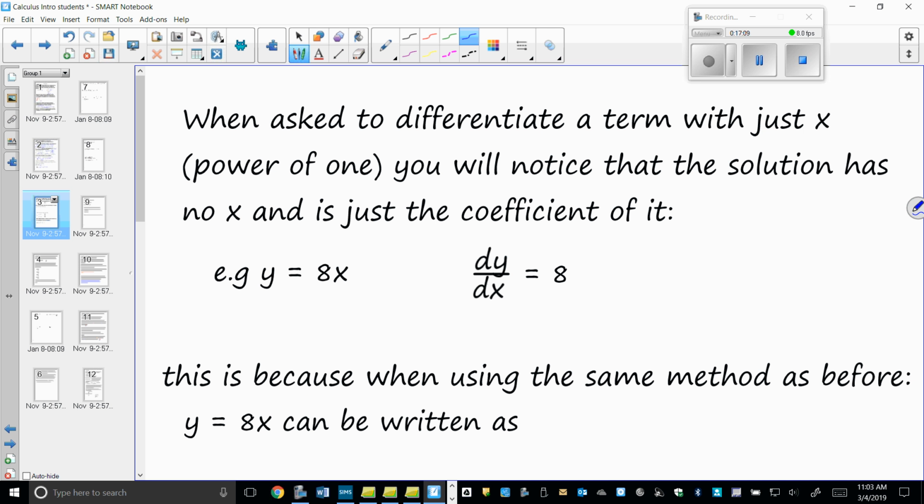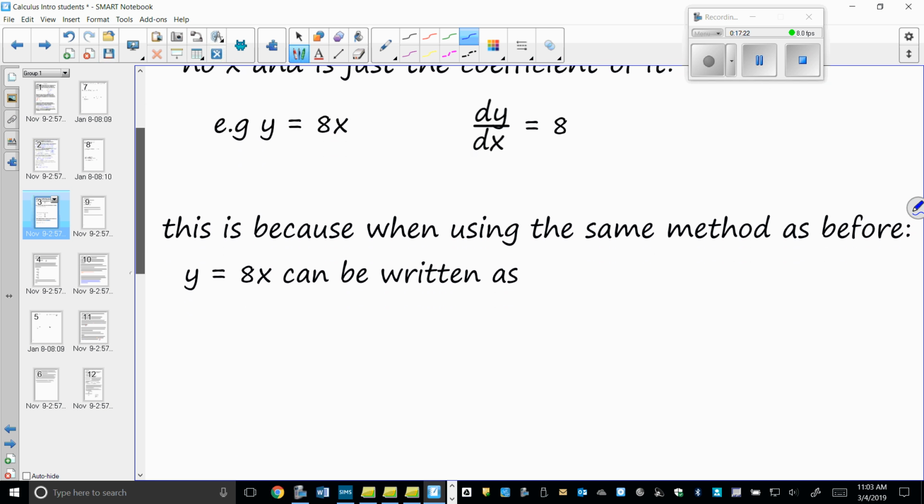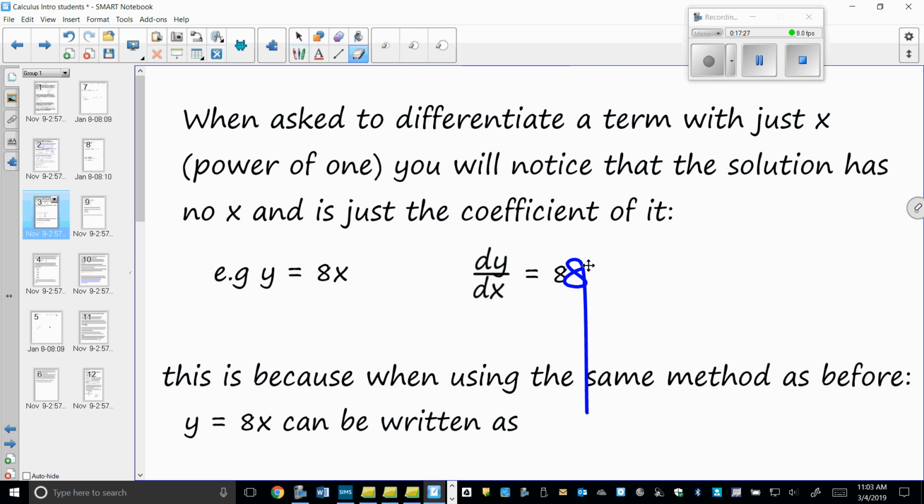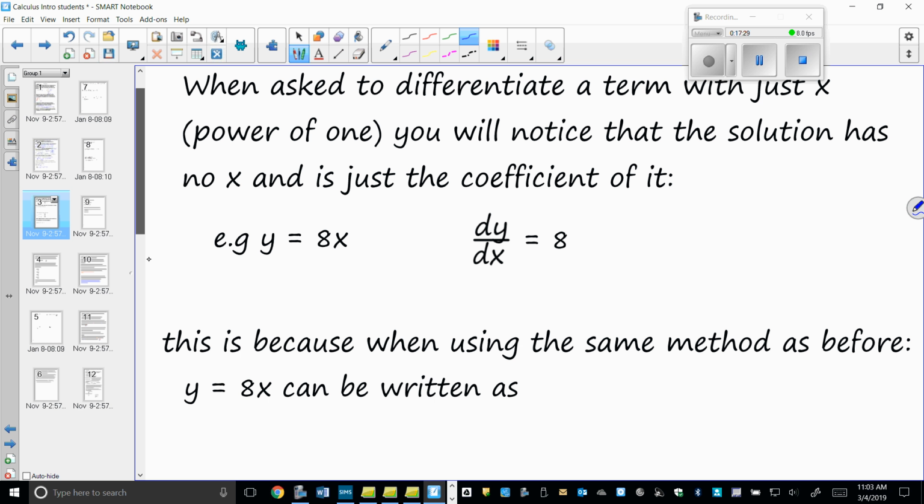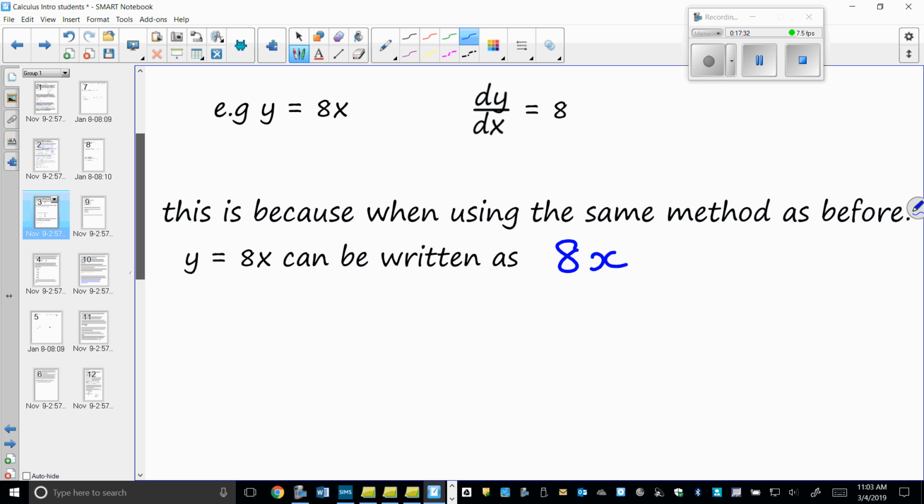Now, when asked to differentiate a term with just an x, you'll notice that the solution has no x and it's just the coefficient of it. Let's establish why that is. So this can be written as 8x to the power 1. Same thing. So the rules of differentiating would be that my power comes in front and we take one off the power. So this becomes 1 multiplied by 8x to the power 0.